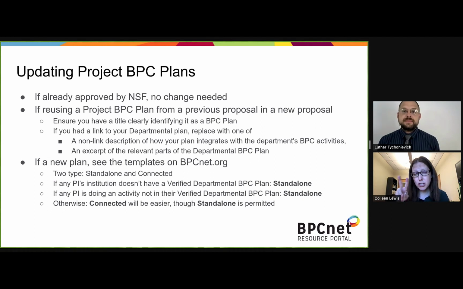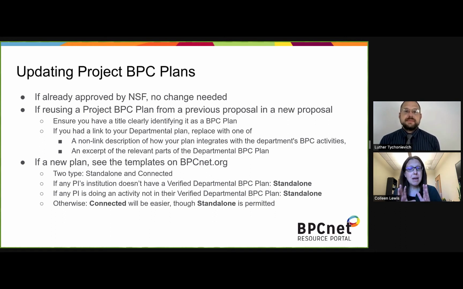And remember, there are 2 types of project plans: standalone and connected. And here's the really important pieces of information to pick which of those you're going to pick. If any PI doesn't have a verified departmental BPC plan, then all of the PIs are going to submit a standalone project plan, which, remember, just includes 3 pages total. Okay, so if any PI is at an institution that does not have a verified department plan, you're going to submit a standalone plan.